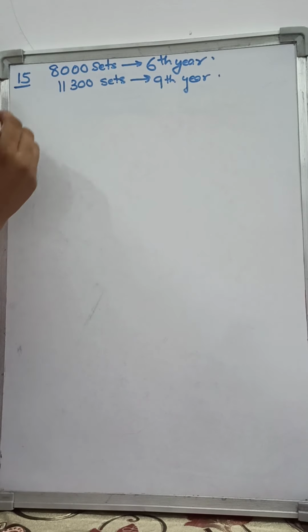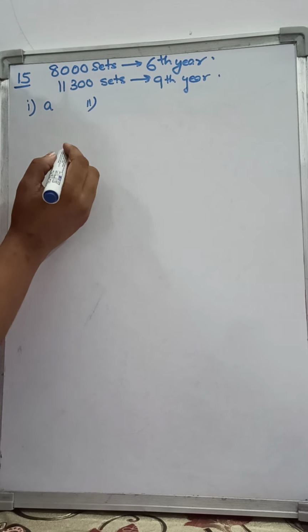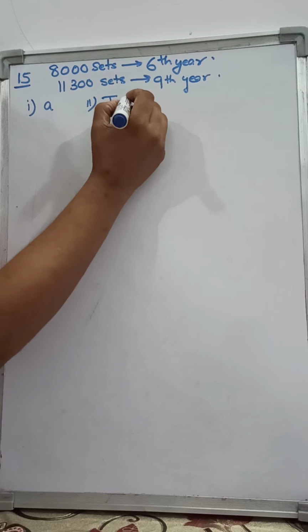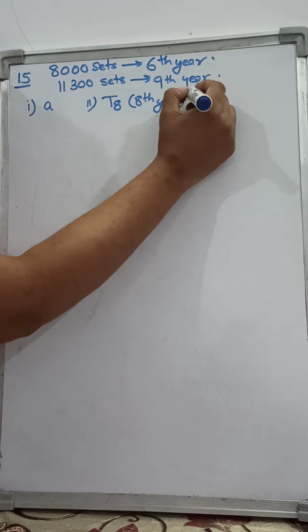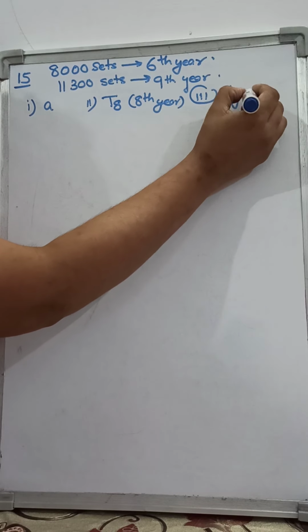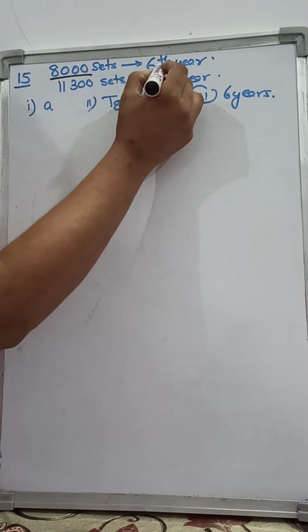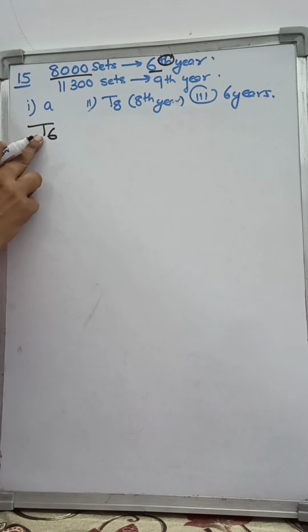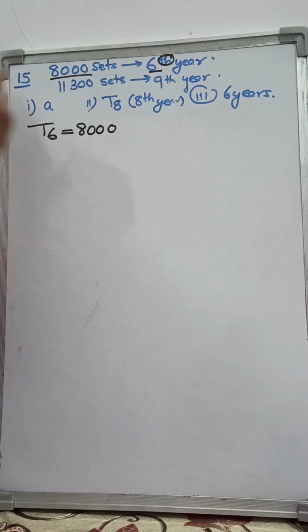We have to find the production in the first year, that means A. Then in the second part, you have to find the production in the 8th year, T8. And in the third part, we have to find 6 years production. Now let's see what is the difference in this question. 8,000 sets are produced in the 6th year, only in the 6th year we are talking. So the 6th term is given to us, 8,000.